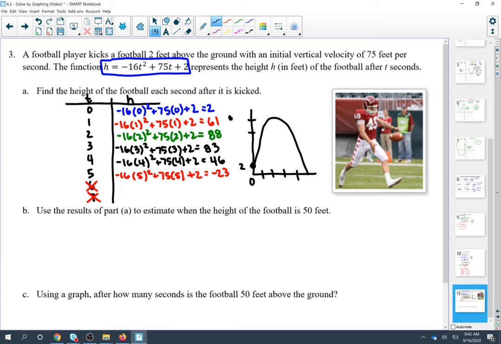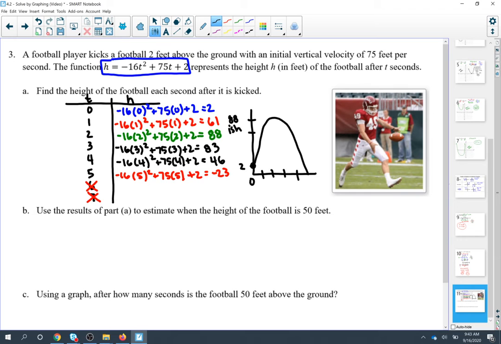And I'm just going to write 88-ish, because I don't really know what the maximum was, but based on my table, it's 88. It could have gone a little bit more or a little bit less sometime in here. I don't know. But it went something like that, and then it came back and it landed on the ground.